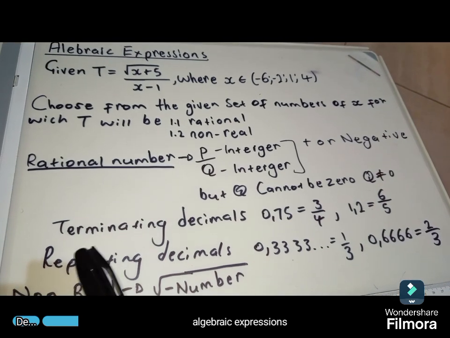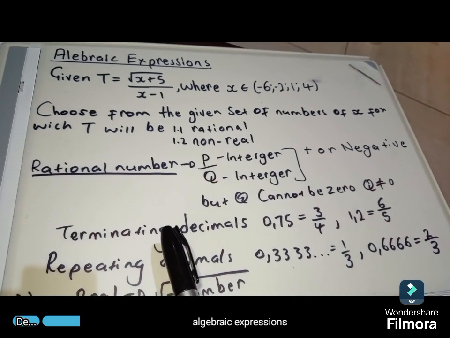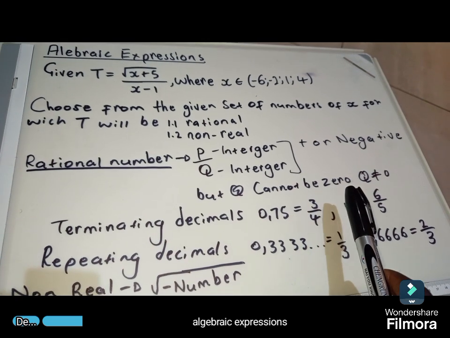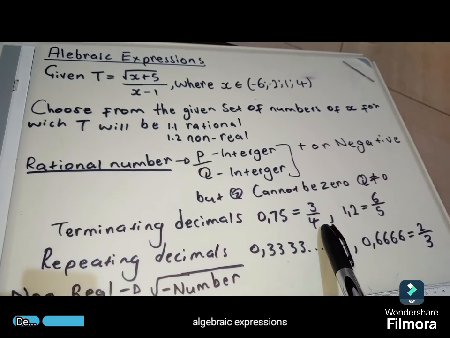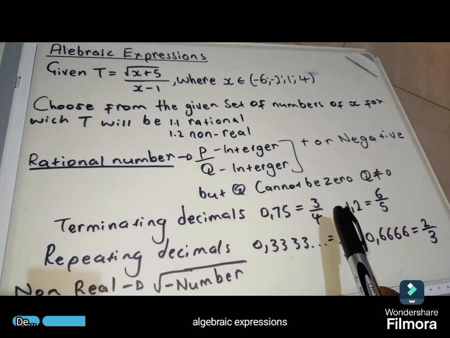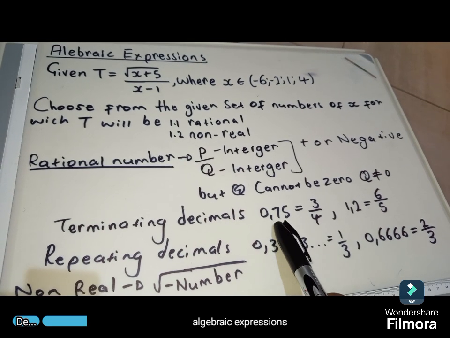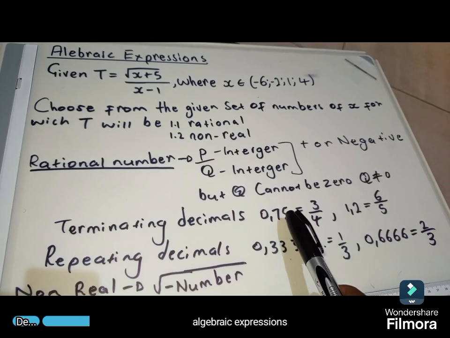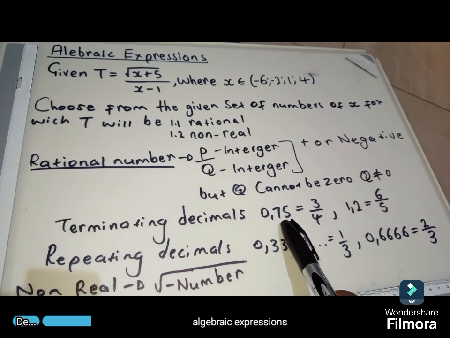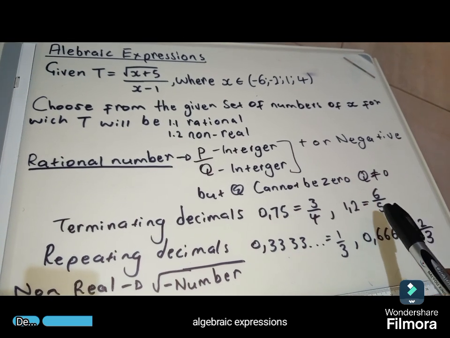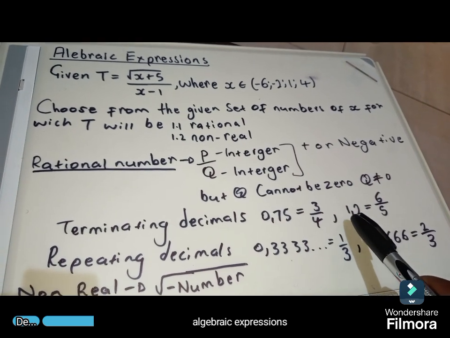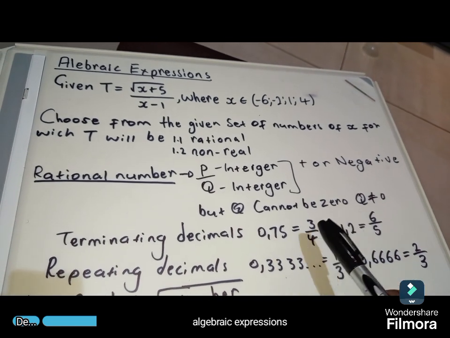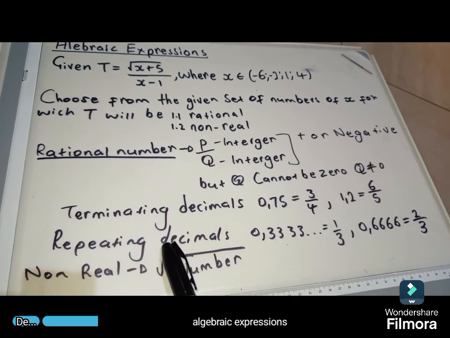Also, p over q should terminate. For example, if you were to do 3/4 on your calculator, it will give you 0.75. This number ends here. It does not continue. It terminates. Or 6/5, which equals 1.2. You can see this number ends here. It's just 1.2. And also, it can be a repeating decimal.